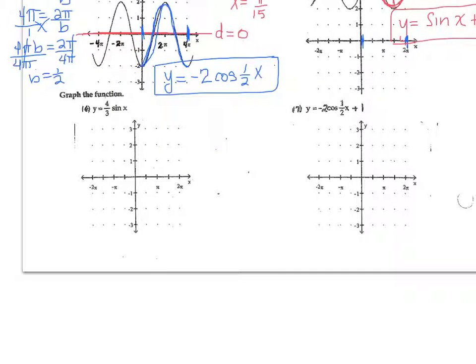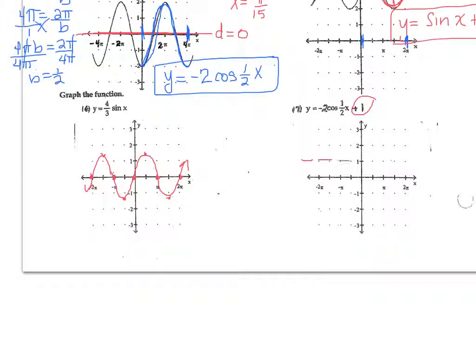And now for number 16, the graph is 4/3 sine. 4/3 is 1 and 1/3. So the first point is 0. The amplitude is 1 1/3, so a little bit above 1, 0, a little bit below 1, and then it's 0. Going to the left side, a little bit below 1, goes to 0, a little bit above 1, and then it's 0. And then just make sure you get parabolas. And that's the graph.